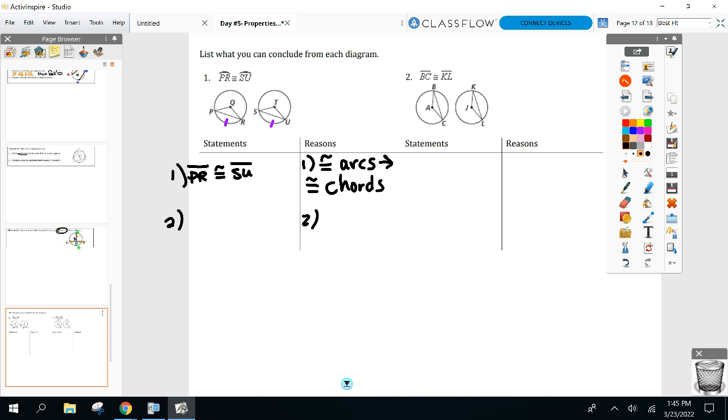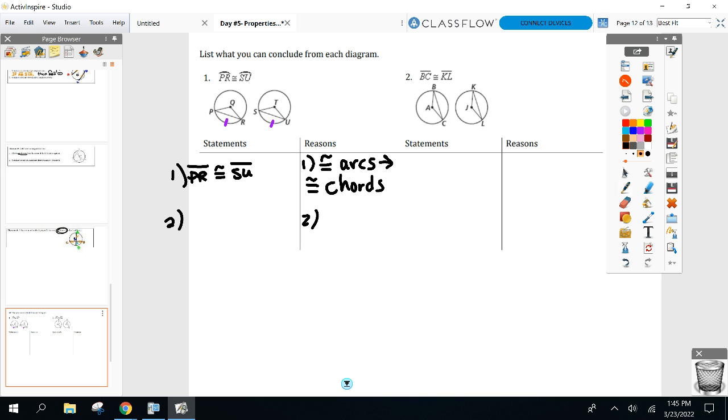What else is still congruent in this diagram? Come on, dig deep. What else is still congruent? I got the chords congruent. Yep. What else? Jonah, you got something? Major arc PR is congruent to major arc SU. Okay, that's fine. I'm not going to write that, but yes, you are correct.